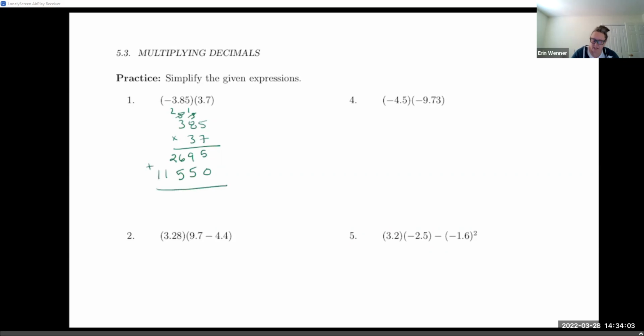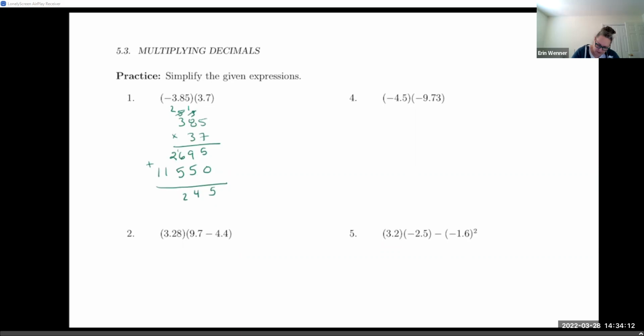We're going to go ahead and add these up. 5 plus 0 is 5. 9 plus 5 is 14. Carry your 1. 6 plus 5 is 11. Plus 1 makes 12. Again, carry 1. 1 plus 2 is 3. Plus another 1 is 4. And then we'll bring the 1 down.